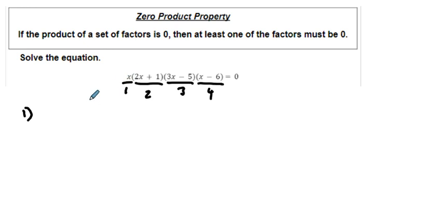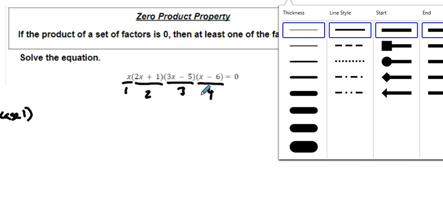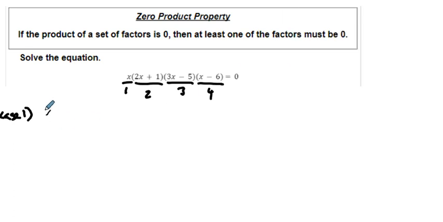So this would be case 1. Let me change the font here. It would be where x, and you set the whole factored thing equal to 0. In this case, it's just x. You have x equals 0. There's nothing to do here. This is done, so check, you're good. All right, let's move on to the next one.